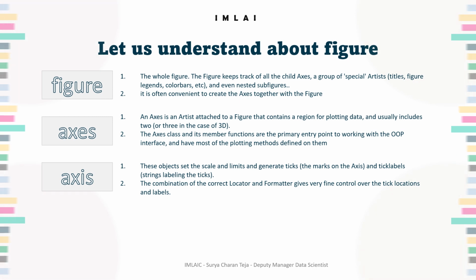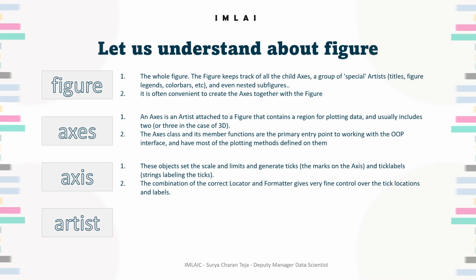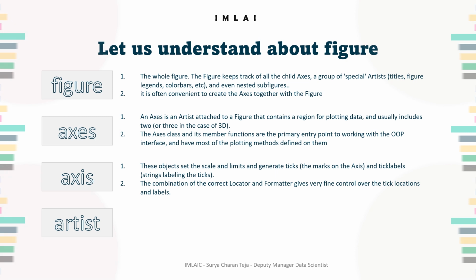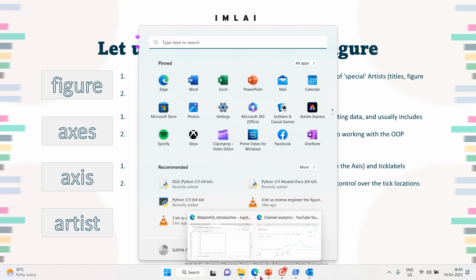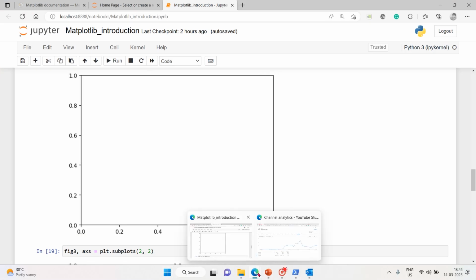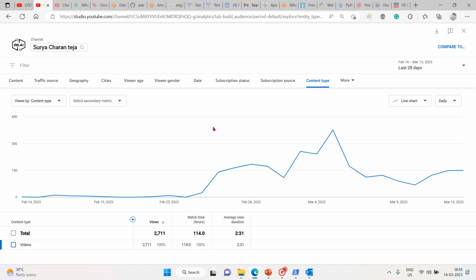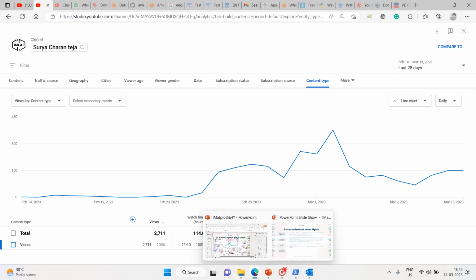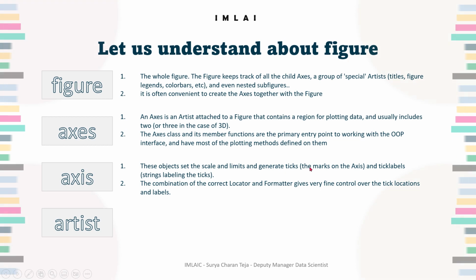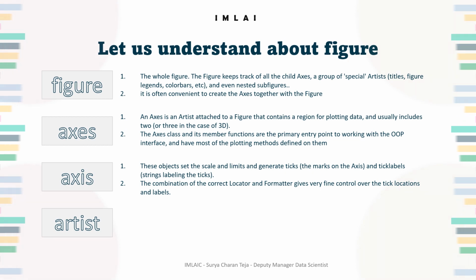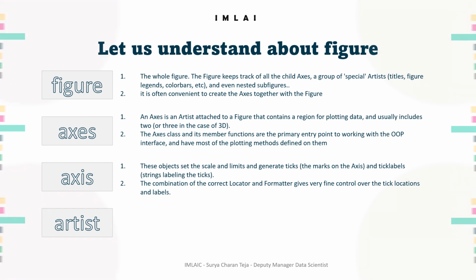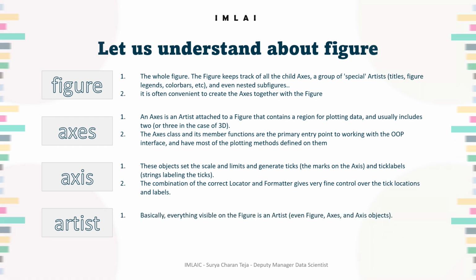Next, we have artists, an artist object. Basically, everything visible on the figure is an artist. That's why we call it an artist. You can see this figure, which is absolutely live. Clear? Everything which is visible on the screen, on the figure, is an artist. Even the figure is an artist, axes is an artist, and axis is also an artist. These are all objects.